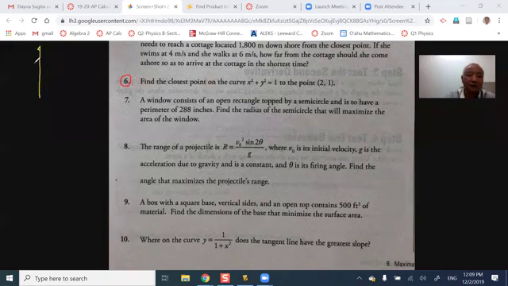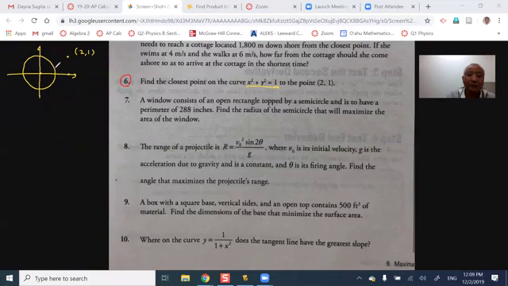So when you have a function like this, that means what? That's a circle, right? And then you have a point (2, 1). The radius is 1 here, we can see that. The center is 0. So the point (2, 1) is here.